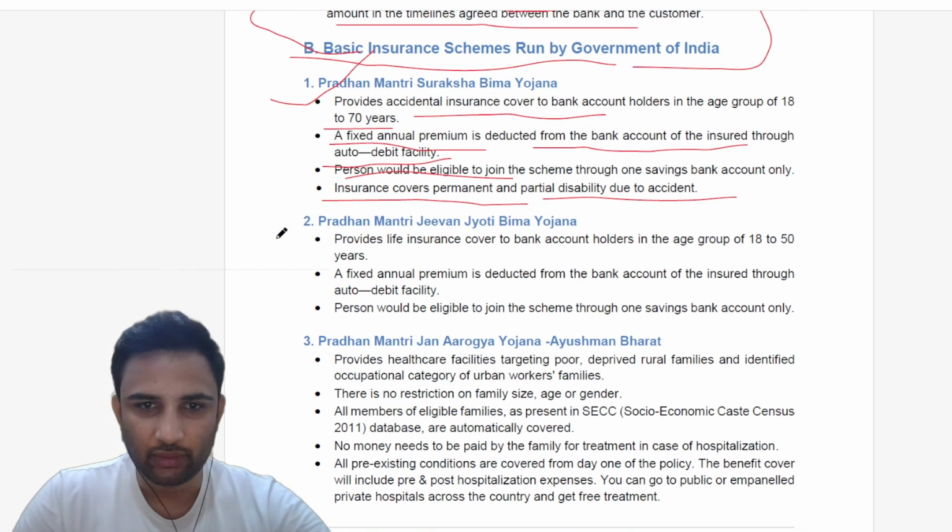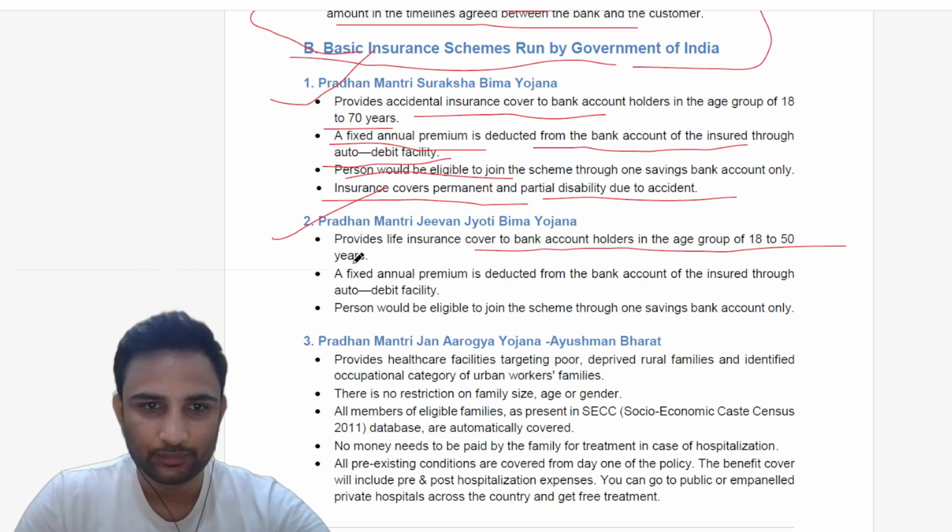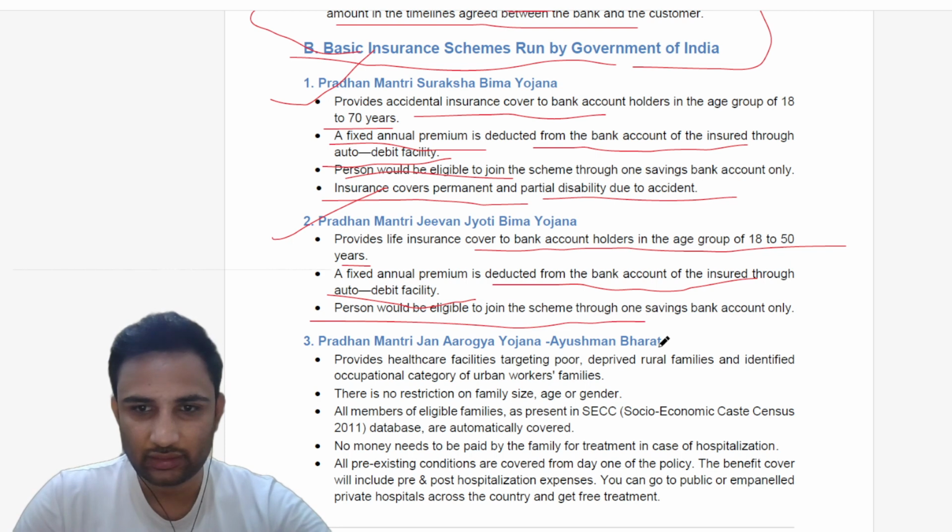Pradhan Mantri Jeevan Jyoti Bima Yojana provides life insurance cover to bank account holders in the age group of 18 to 50 years. A fixed annual premium is deducted from the bank account of the insured through auto debit facility. A person would be eligible to join the scheme through one savings bank account only.